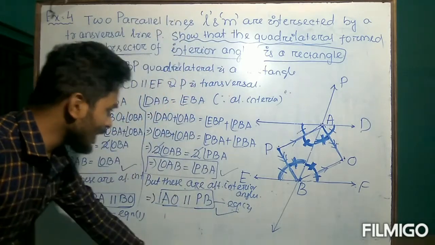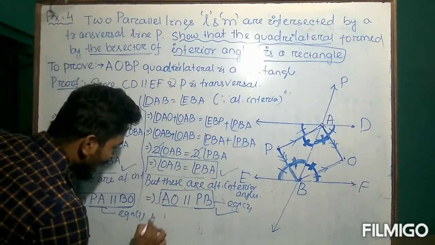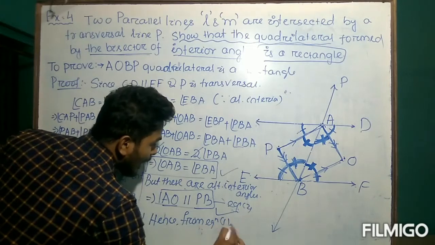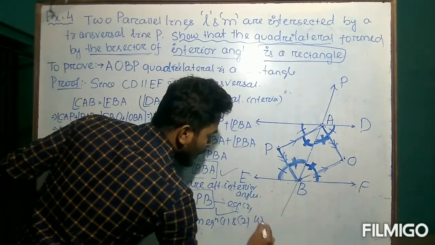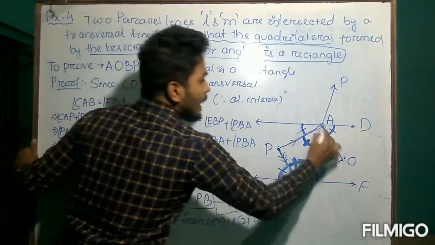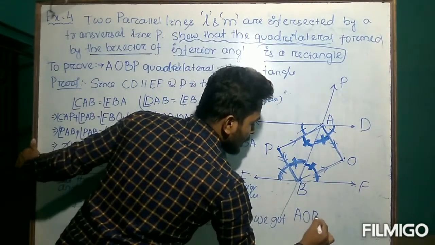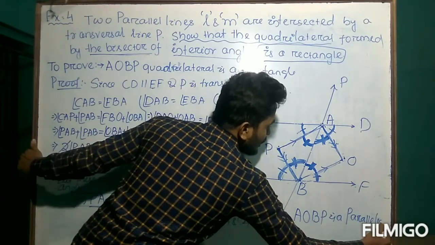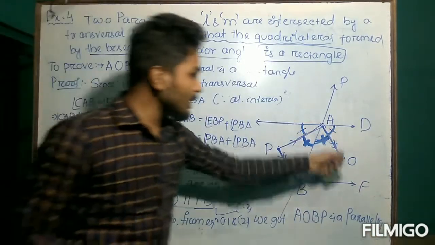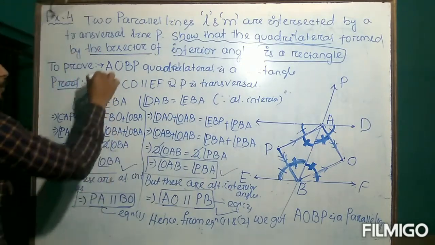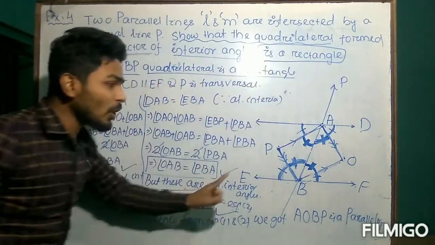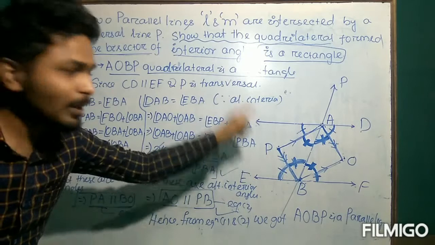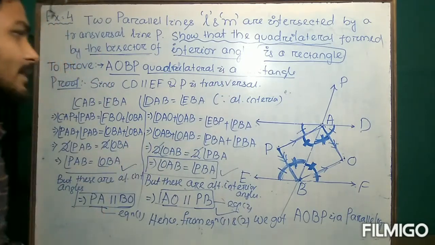Is it clear? So what can we write? Hence, from equation 1 and 2, we got AOBP is a parallelogram. Okay, understood? Now it becomes a parallelogram. But what is our intention? We have to prove AOBP is a rectangle, not a parallelogram, a rectangle. So let's see how we can prove that this parallelogram is nothing but a rectangle. Let's see in the next page.